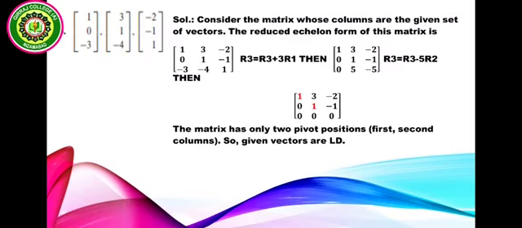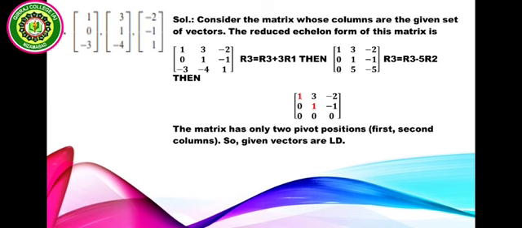One more example here. The first vector is (1, 0, -3), the second vector is (3, 1, -1), and the third is (-2, -1, 1). Now we write the matrix and reduce it to upper triangular form. If the number of pivot columns is equal to the number of rows of the matrix, then the given set of vectors is linear independent, otherwise linear dependent.